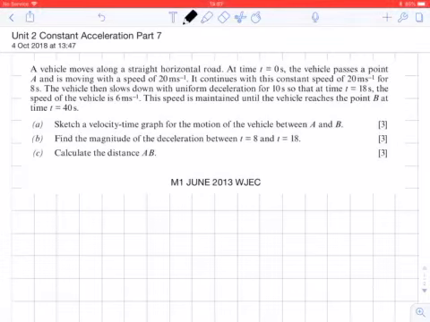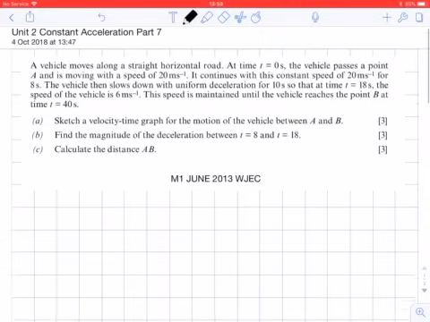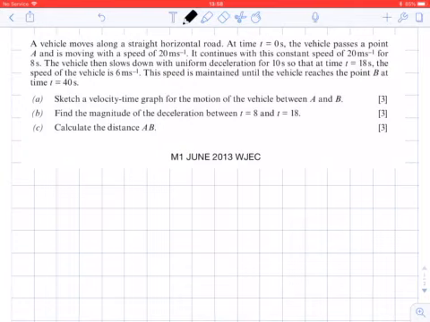So in this video, we're going to be looking at velocity time graphs and objects moving on horizontal tracks. These are normally cars or trains or motorbikes. As you can see, we've got a lot of text at the start outlining the journey of this vehicle, passing point A when t is 0 and ending up at point B when t is 40.